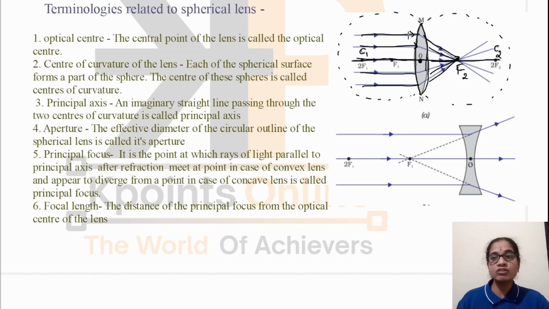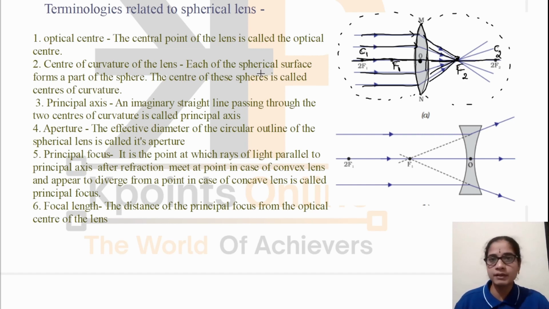Light can travel from this side to that side and also from that side to this side. When the beam of light converges here, it is called one principal focus. If you send another beam of light from the other side, refraction again takes place and converges the beam at this point. Because of which, this concave or convex lens has two principal foci, F1 and F2.